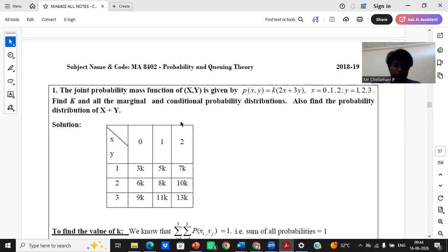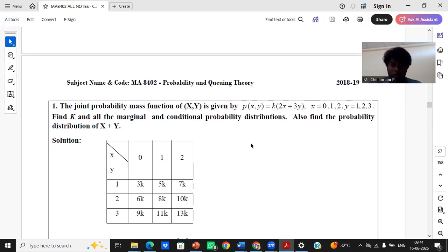Problem number one: the joint probability mass function of x comma y is given by p of x comma y equal to k of 2x plus 3y, where x ranges from 0 to 2 and y from 1 to 3. Find k and all the marginal and conditional probability distributions. Also, find the probability distribution of x plus y. So we must find the k value, the marginal distributions, the conditional probability distributions, and also the distribution of x plus y.